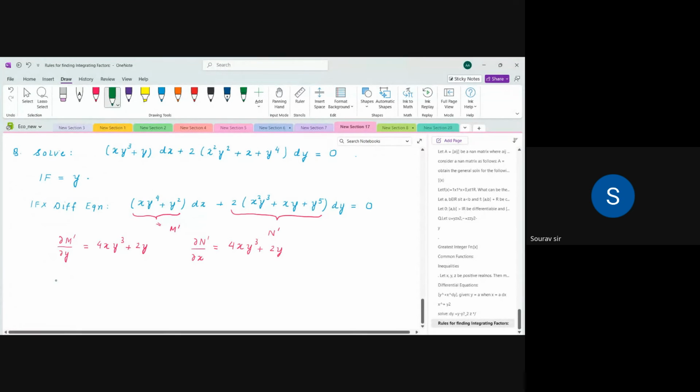So I want to integrate my M with respect to x. So my M is x y to the power 4 plus y square. I want to integrate it with respect to x, treating y as constant, plus I want to integrate N with respect to y, but I'll take only those terms without x. So the first term, x square y cube, I'll not take because it contains x. xy also, I'll not take because it contains x. I'll only take the last term, which is y raised to the power 5.